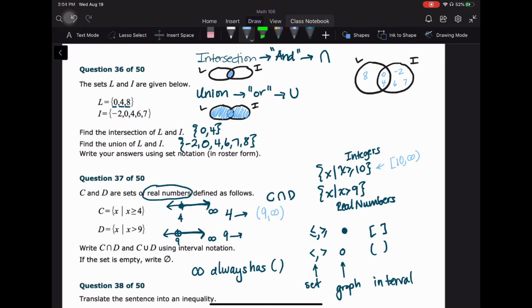Now, for the union, that's C or D. All of D is included in C already because C goes from 4 up, and 9 up is included in that. So then our union is just going to be the entire set of C, which is the set X such that X is greater than or equal to 4, but they want us to write it in interval notation. And doing that would give a hard bracket from 4 to infinity with parentheses.